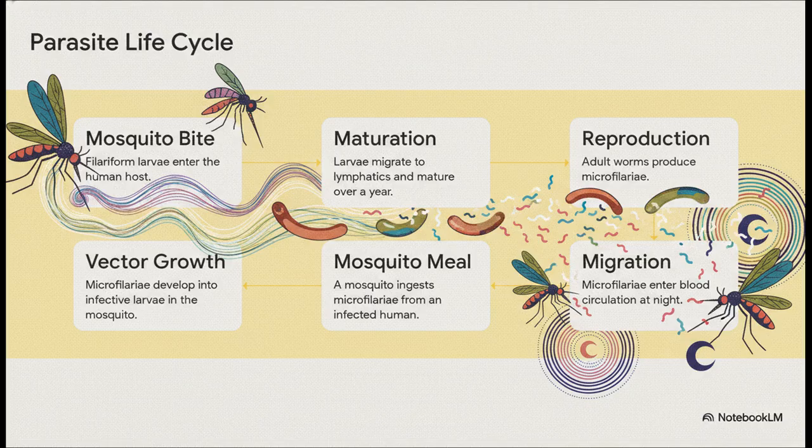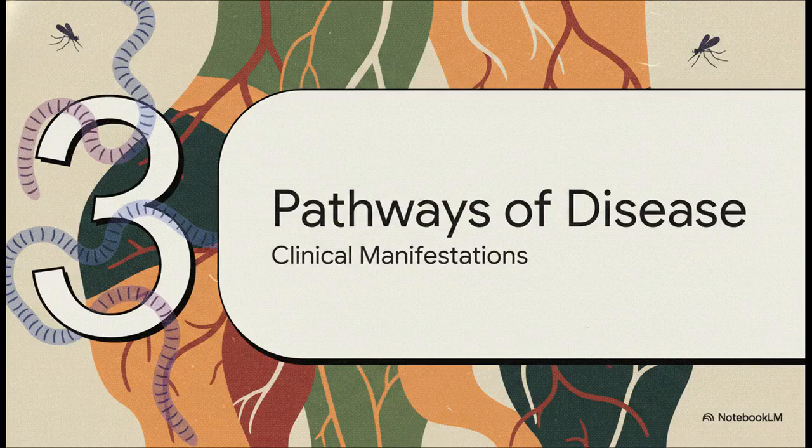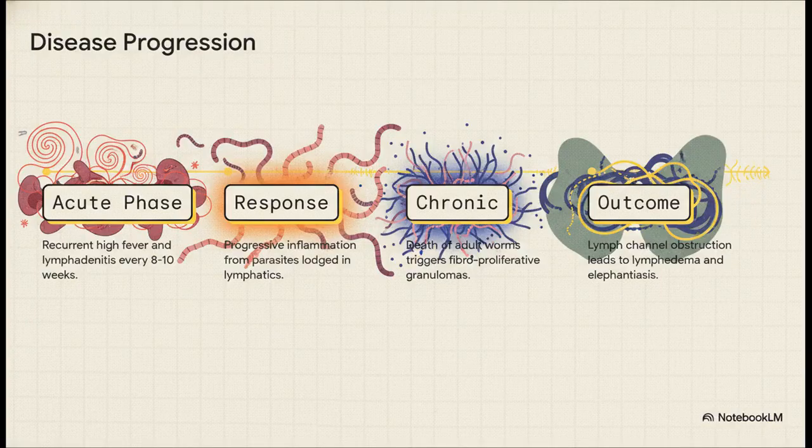Now that we understand the parasite's life, let's look at the consequences for the human host. What does this infection actually look like in a patient? Well, the disease progresses in pretty distinct phases. In the acute phase, you see patients with these cyclical high fevers maybe every couple of months, along with painful swollen lymph nodes. That's the lymphadenitis. This is all being driven by the host's inflammatory response to the living worms.